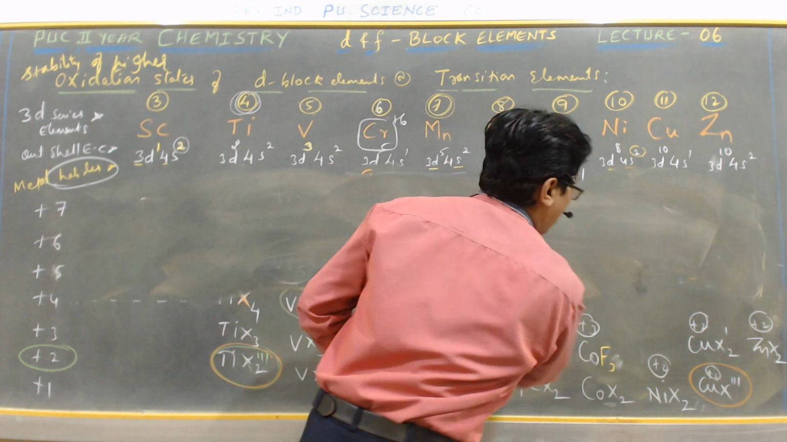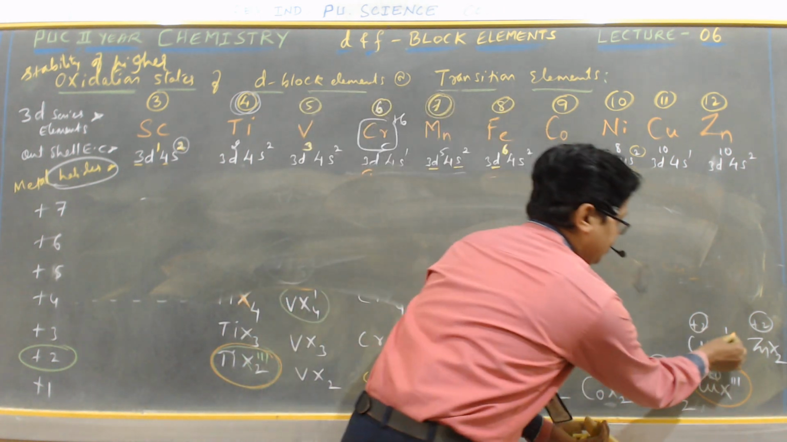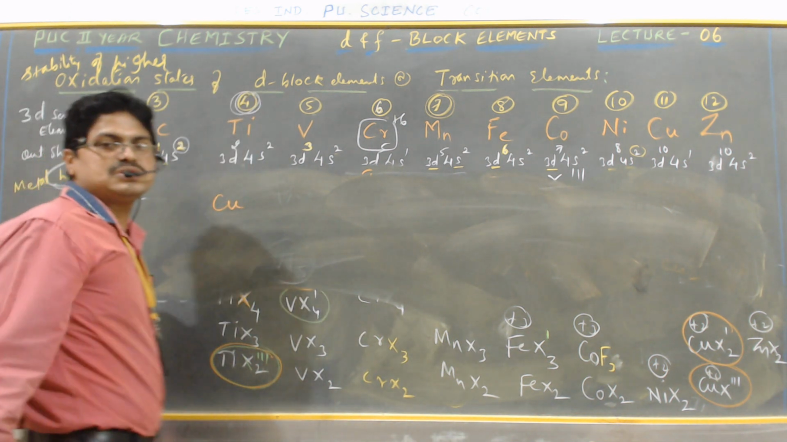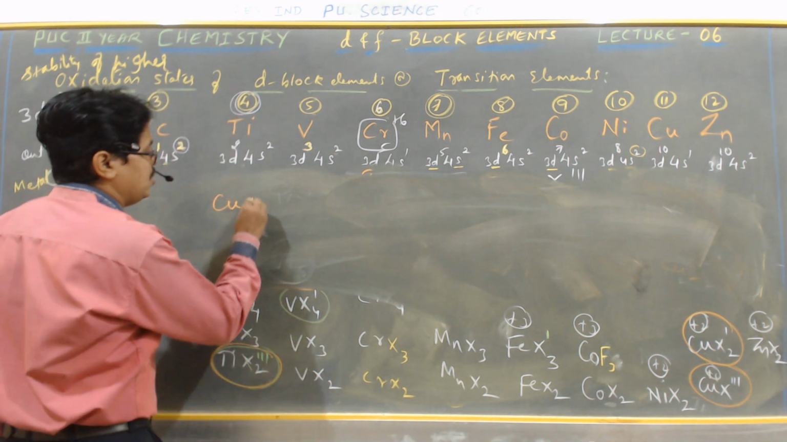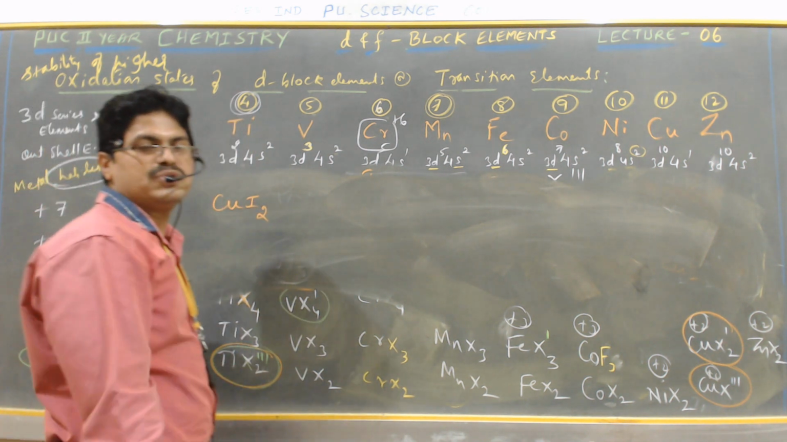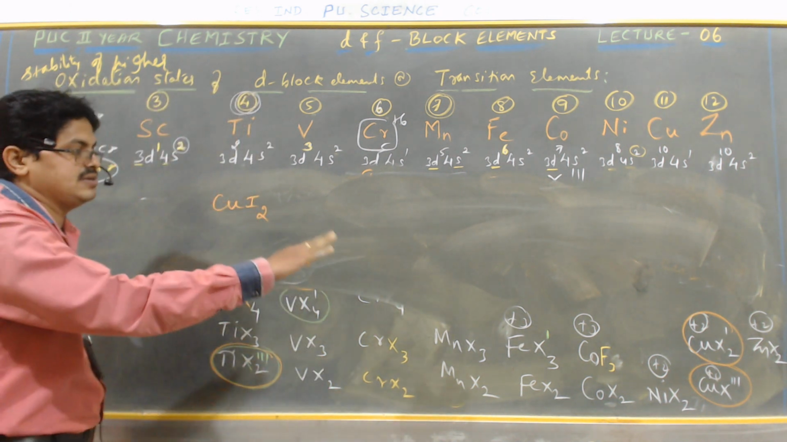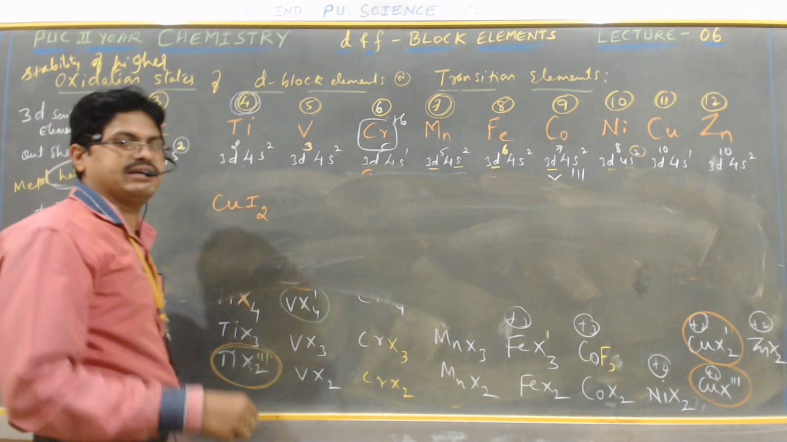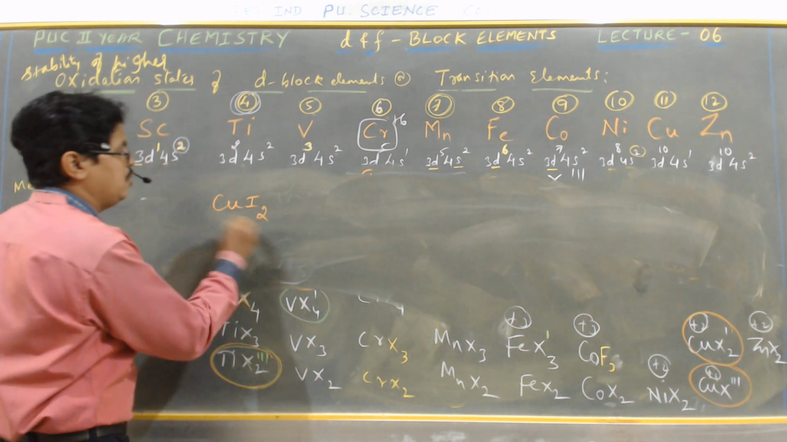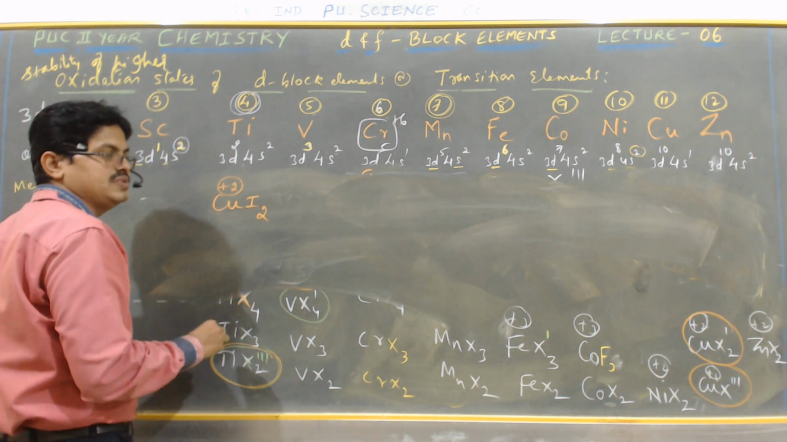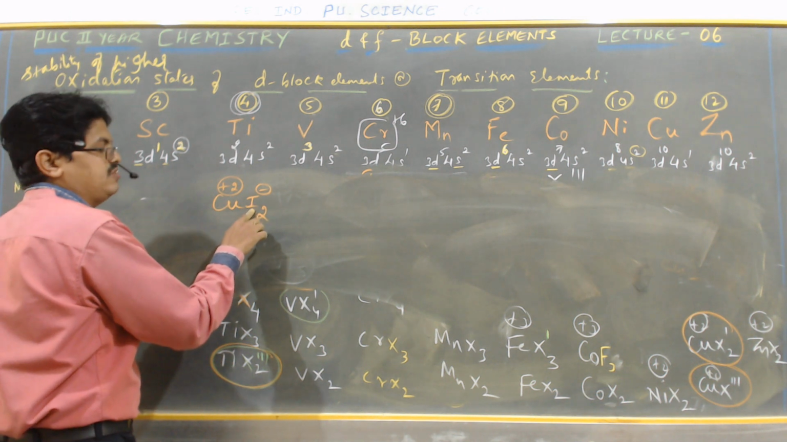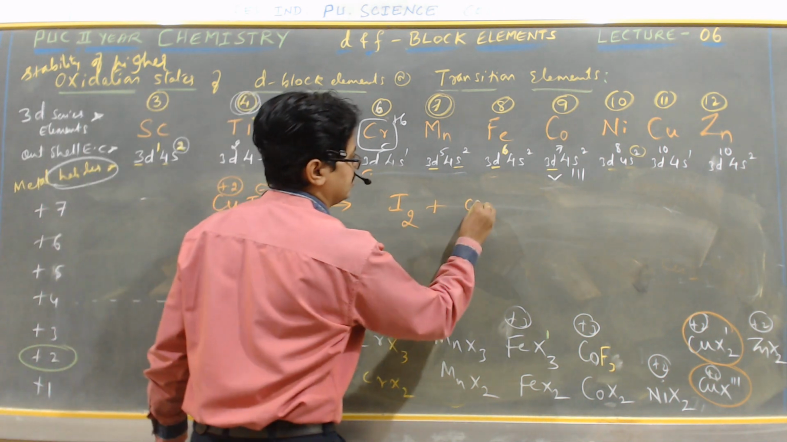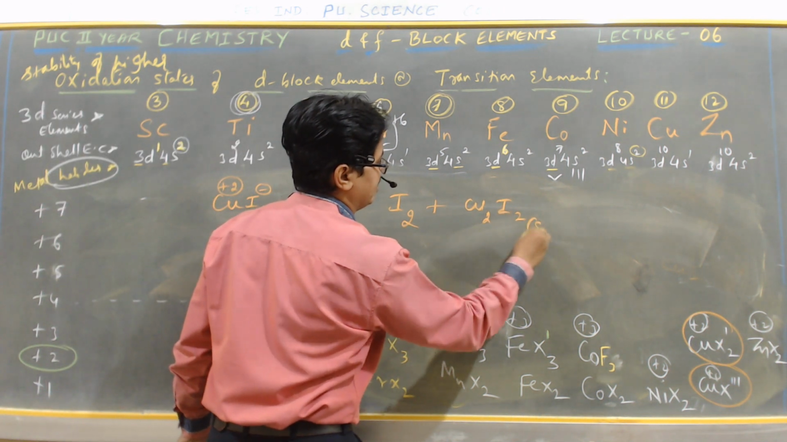Similarly, with respect to copper, if you focus on CuX2 dash, CuI2 does not exist. Cupric iodide does not exist, whereas CuF2, CuCl2, CuBr2 exist. Why does CuI2 not exist? Reason: in CuI2 copper is in the plus 2 oxidation state. It oxidizes iodide into iodine.